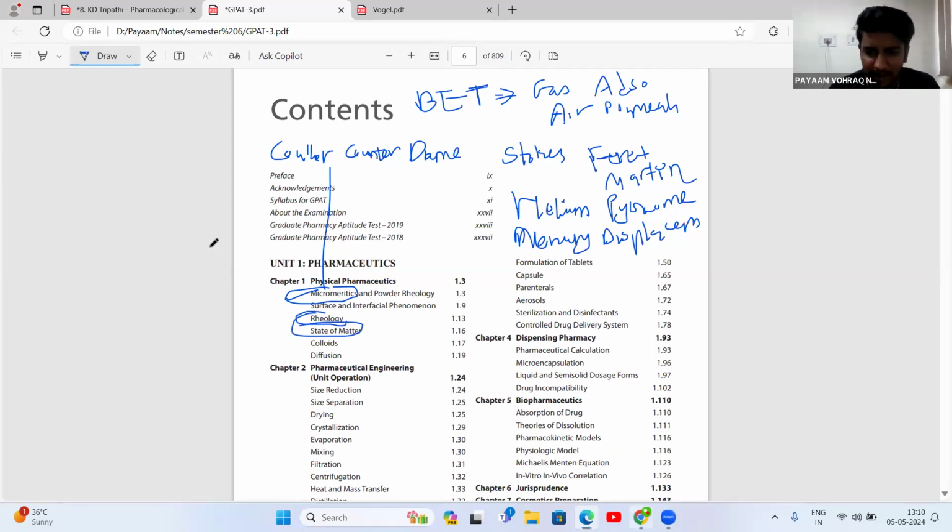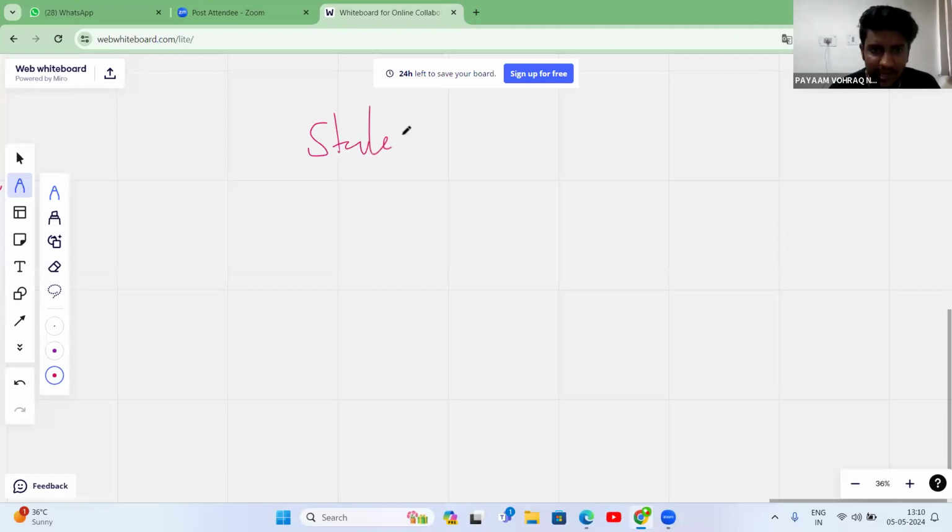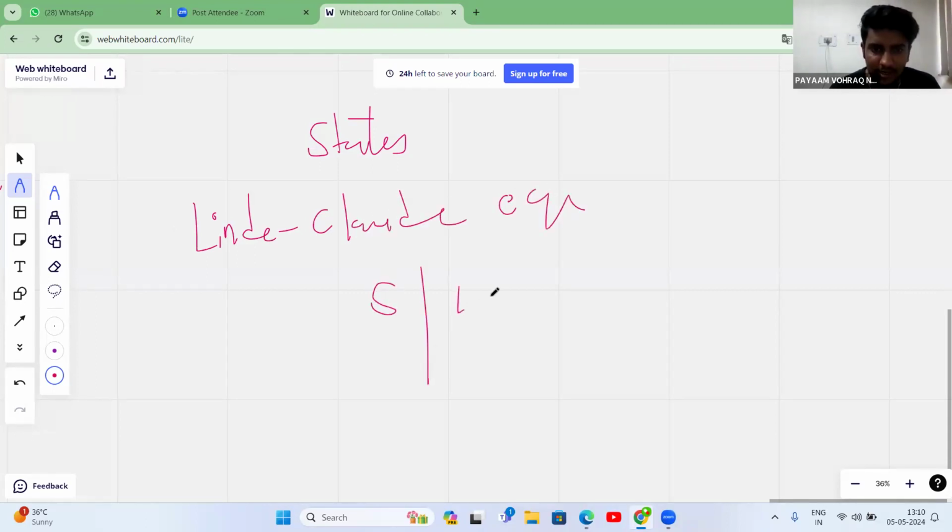Next, we have states of matter. From states of matter, mostly they ask about the Ludlow-Clausius equation, so study that. Then the difference between solid, liquid and gas. This you need to know. Solids, liquids, gases. This is important, such as which one is incompressible and so on.